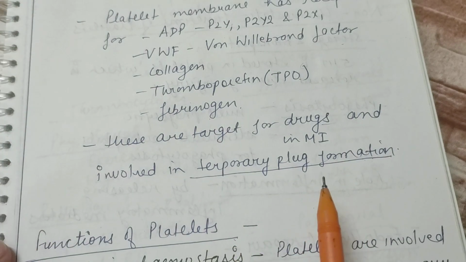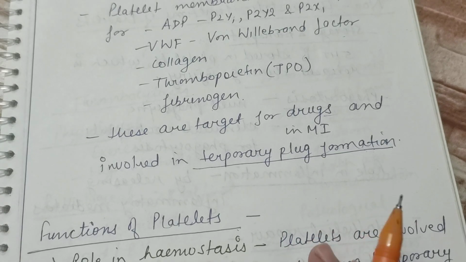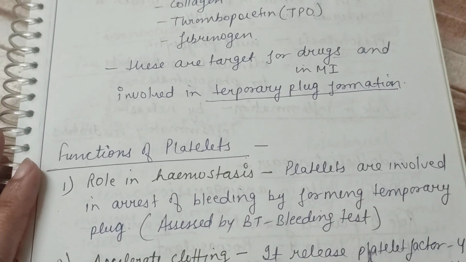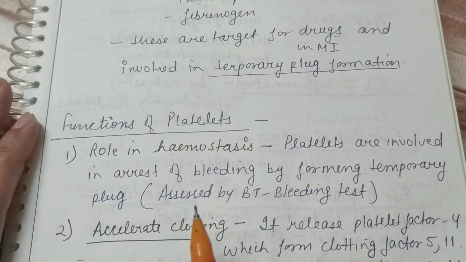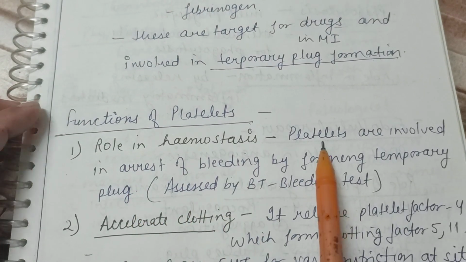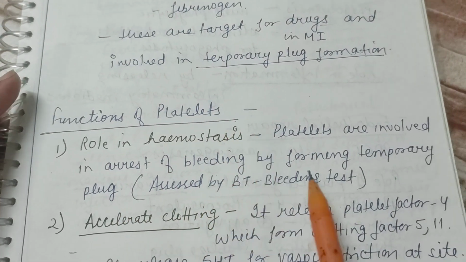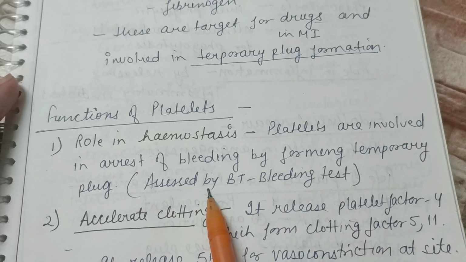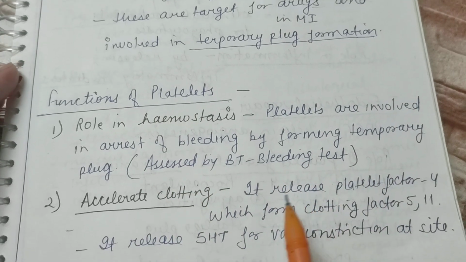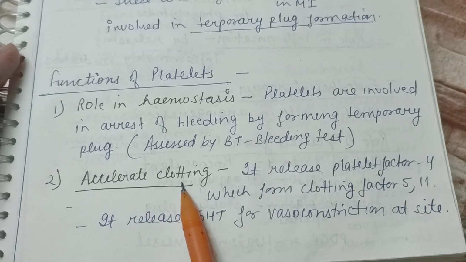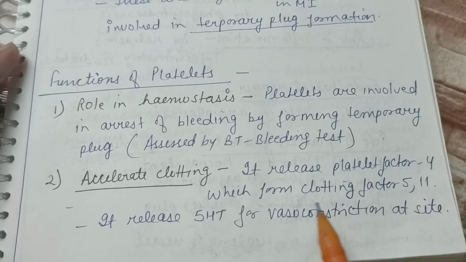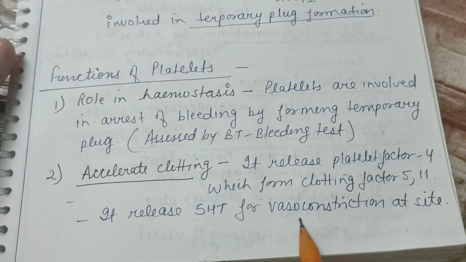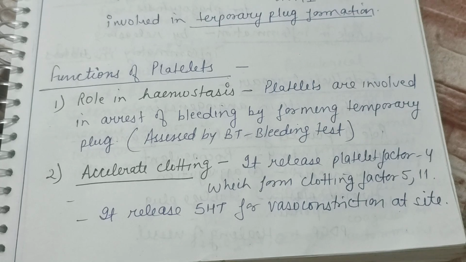Okay, so here we are talking about only platelets. Some structural peculiarities and then function, hemostatic function and non-hemostatic function and various variations of platelet count. Okay, so function, role in hemostasis. Platelets are involved in arrest of bleeding as we have seen by forming temporary plug, which is basically assessed by bleeding time. Fine. Then it accelerates clotting. It releases platelet factor 4 which forms clotting factor 5-11. It releases 5-HT for vasoconstriction at site of injury.